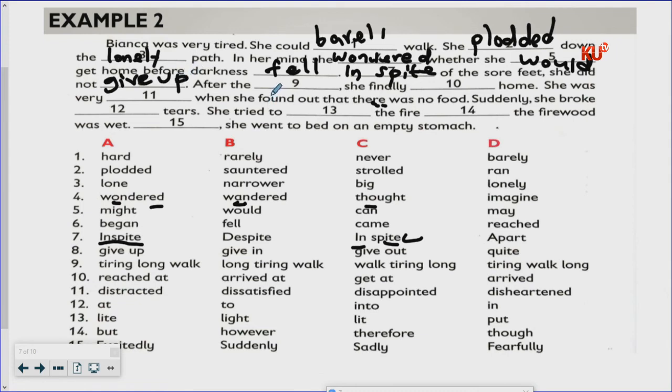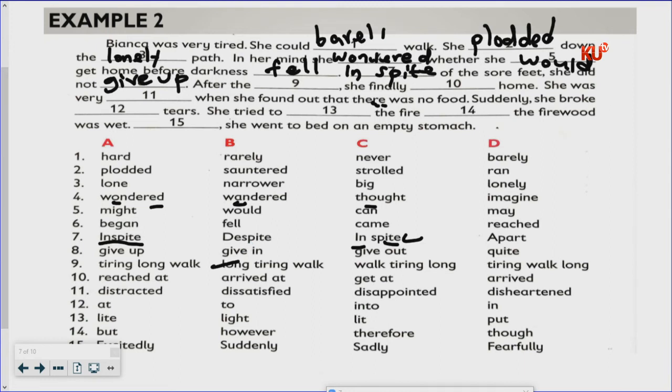After the dash, she finally dashed home. After the tiring long walk: that one is testing order of adjectives. You must know that between factual and opinion adjectives, facts come first. After the tiring long walk, long tiring walk, walk tiring: you don't start with the noun. Tiring walk long, no. The noun comes last. Walk is used there as a noun, and nouns are usually stated at the end in the order of adjectives. So we start with long, then tiring walk. Long, tiring walk.